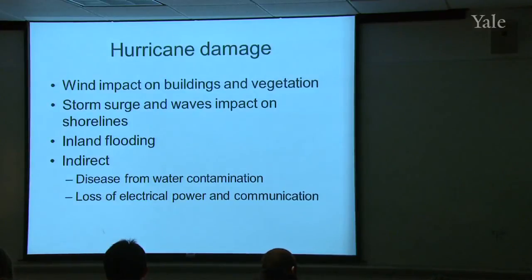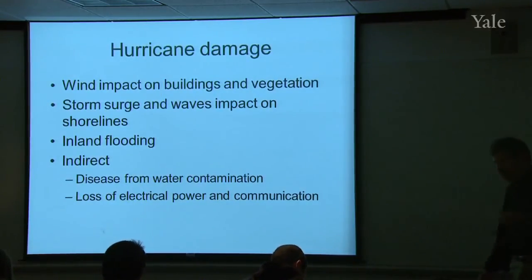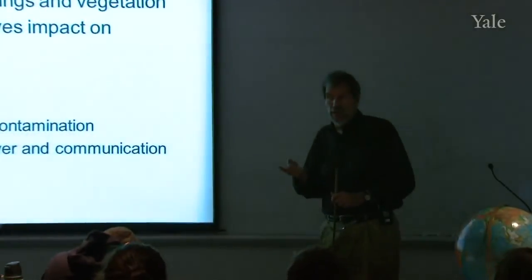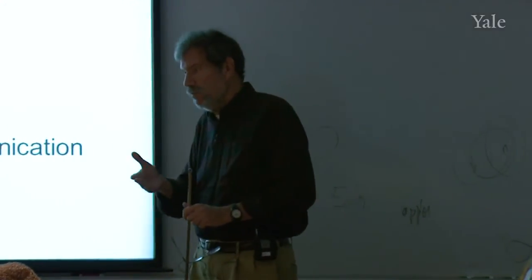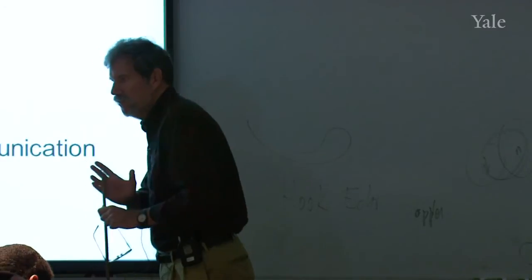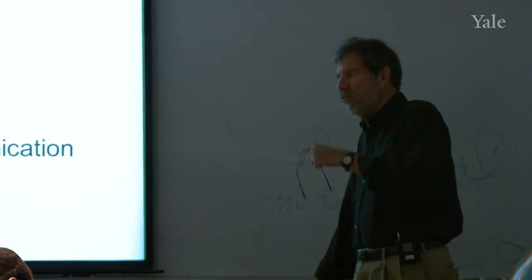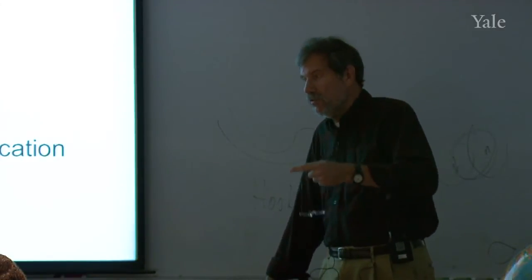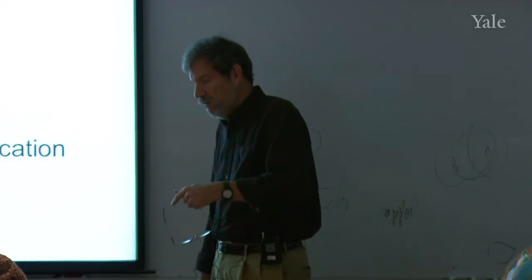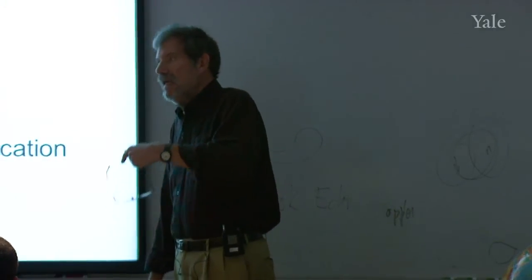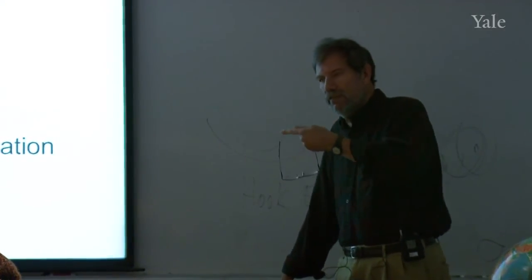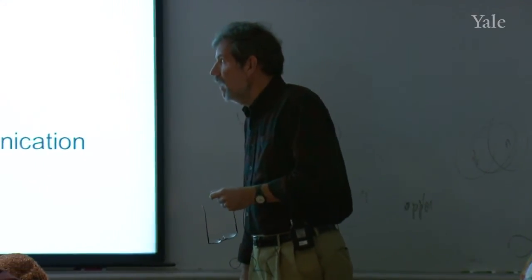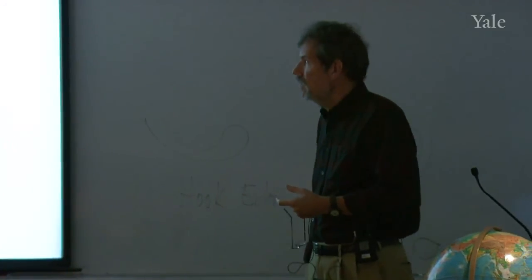So hurricane damage, of course, wind impact on buildings and vegetation. Remember that the pressure that a wind exerts on a surface is proportional to the square of the wind speed. So if you have a 10 meters per second wind hitting my house, that produces a certain force. If you have a 20 meters per second, that's twice the speed, but four times the pressure force pushing on the house, and so on. So if you have a hurricane that's 60 meters per second or 120 meters per second, the destructive forces of that push really go up very, very steeply and can destroy most buildings unless they're specially designed to be hurricane secure.